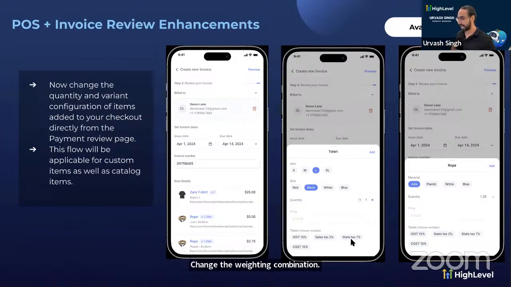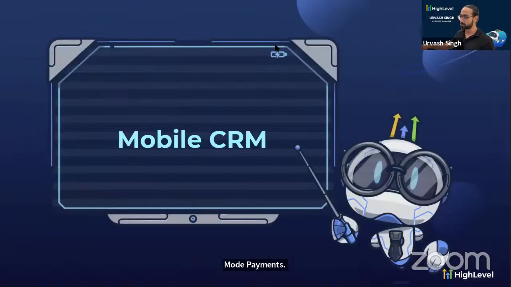which allows you to change the variant combination, which would automatically adjust the price. And if you want to change the tax, you could do that. Adjust the quantity, that's possible as well. We will be doing this for customized items also. So yeah, that's the final thing that we have for mobile payments. Any question on this before I head over to CRM?